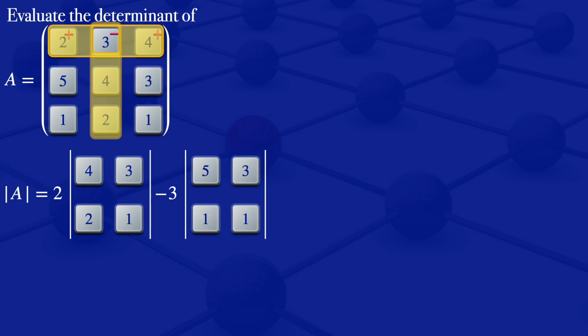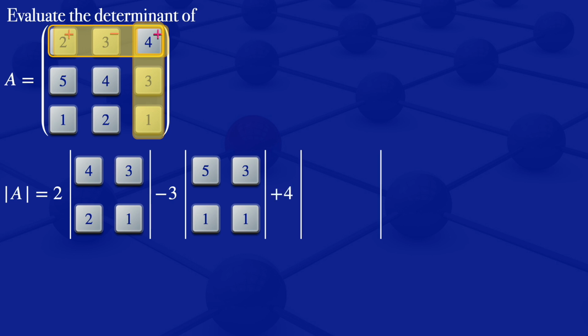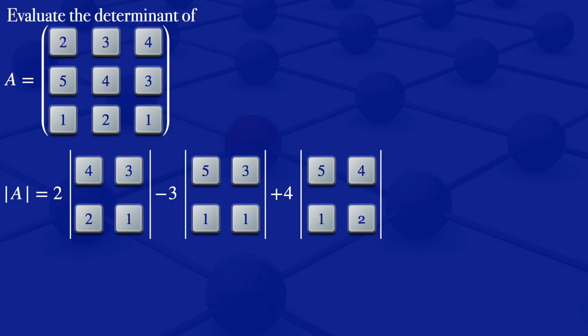I'll go on now to the next element in the highlighted row, the 4. I close the row and the column containing the 4, and its sign factor is a plus, so it will be plus, multiplied by the determinant of the uncovered elements. Those uncovered elements there are 5, 4, 1, 2. So we now have the determinants of those 2 by 2 matrices.